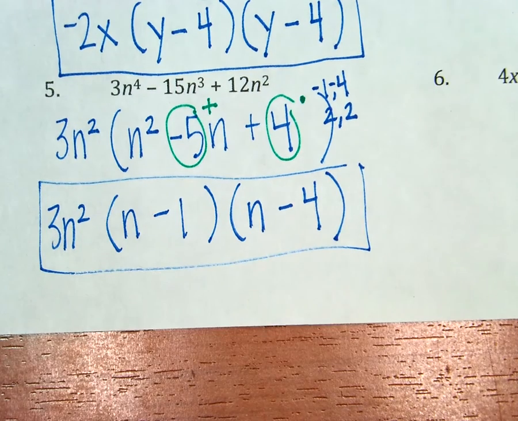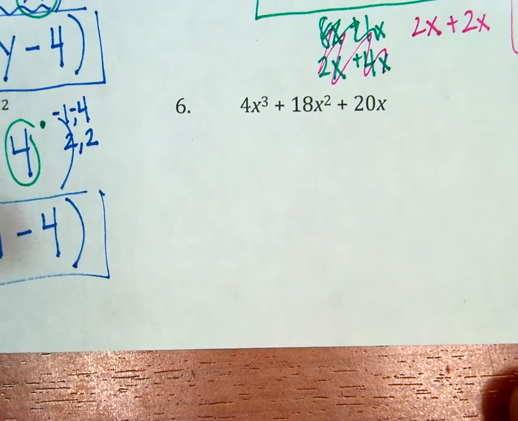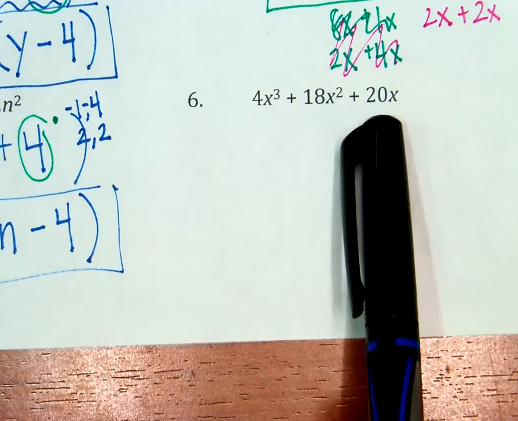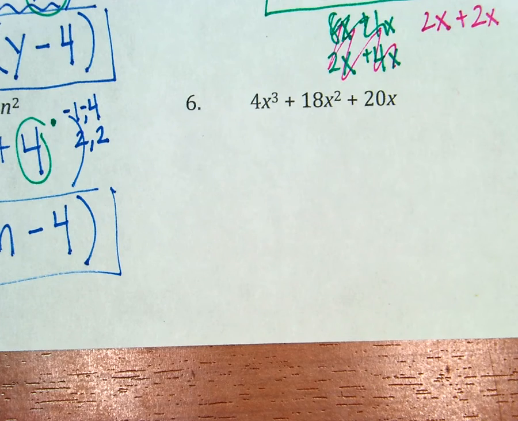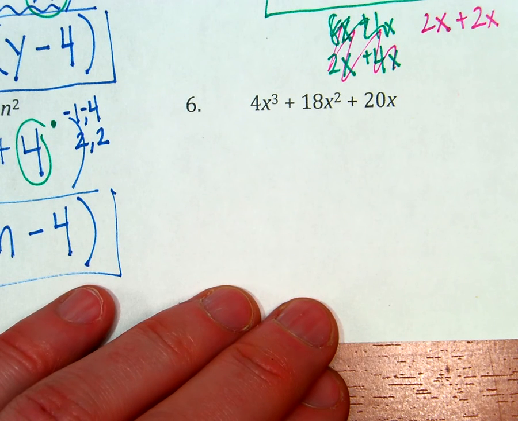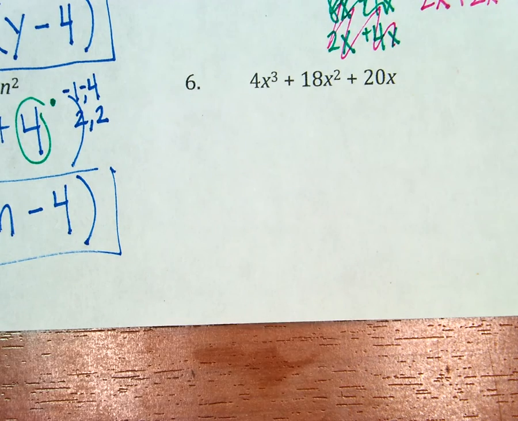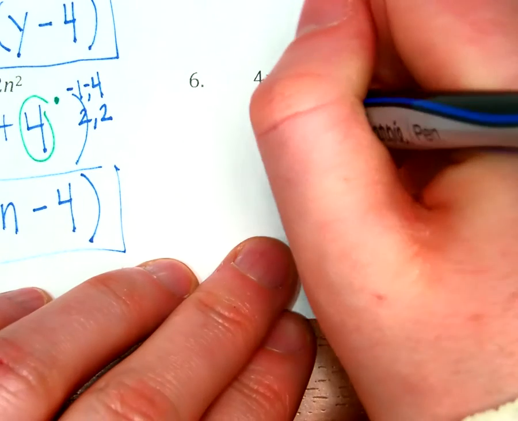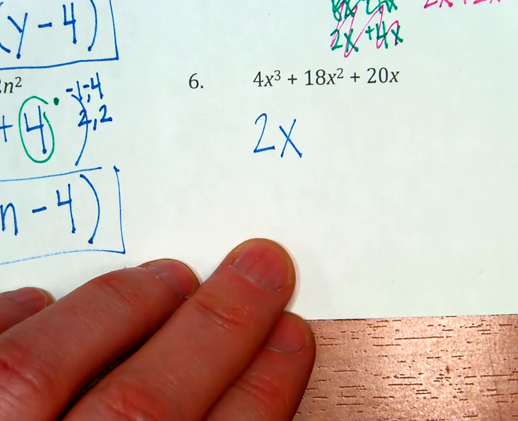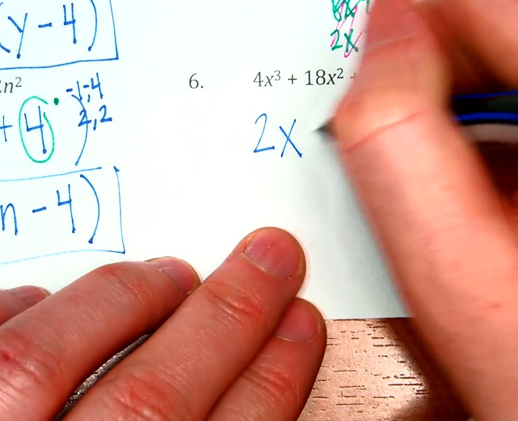That one I had to factor a GCF out first, and then I still had an easy trinomial to work with. All right, last example for today, problem 6. So if you take a look at the numbers 4, 18, and 20, looking for a greatest common factor always first. 4 does not go into 18. 2 goes into all of them. So we could take 2 out of those. And x cubed, x squared, and x, they have at least an x in common. So I'm going to factor out the GCF 2x.